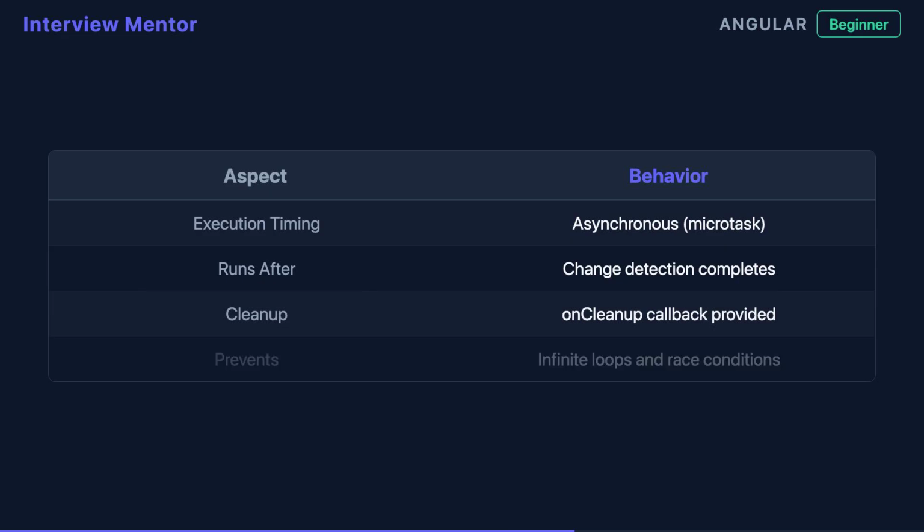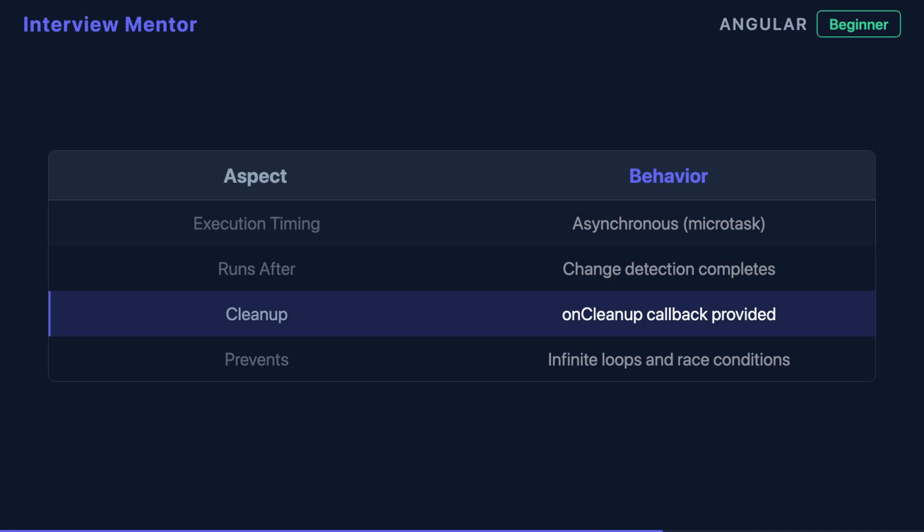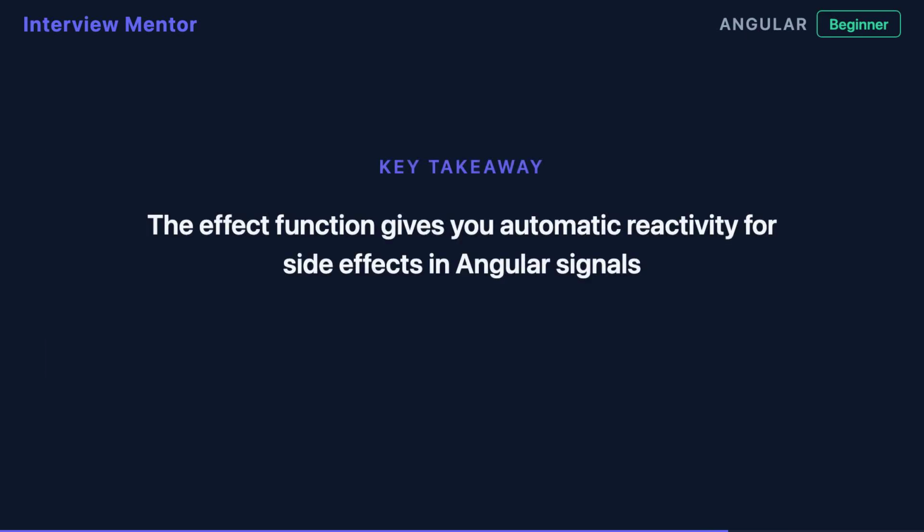Effects run asynchronously, typically in a microtask after change detection completes. This prevents infinite loops and keeps your app performant. If your effect needs cleanup, like cancelling a subscription or clearing a timer, you can use the onCleanup callback to handle that safely before the next run. Remember, use effect when you need automatic reactive side effects.